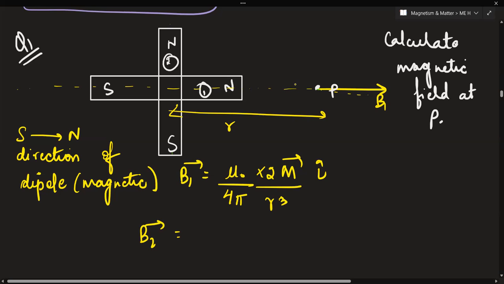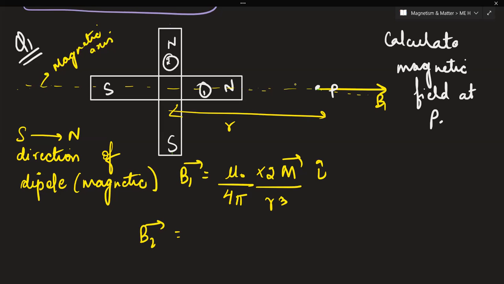So here what will happen, just focus on this first bar magnet. If this is the magnetic axis, in the last class, we have discussed this. So this is the magnetic axis. So here, this is the magnetic axis. So this point P is lying on the axis. So it means we have to find the magnetic field for the axial point, axial line. This at least we have understood by this information. And we have just kept this in the form.